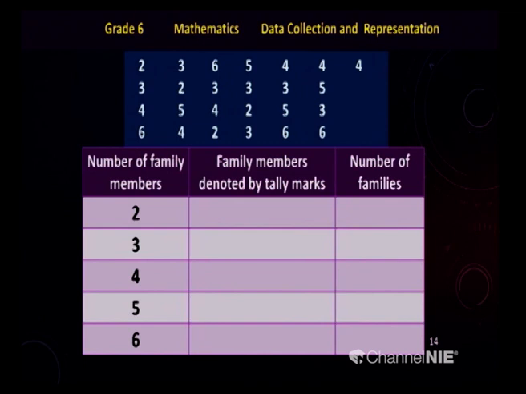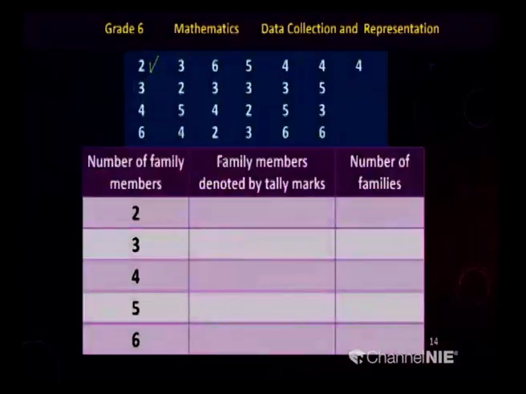Then next one, before writing the number of families, we have to complete the tally mark side. That means we have to complete this tally mark part. Then we'll see how to complete it. First number from your left side, top of that data, you can see I have put a small tick in front of 2. That means we have to complete it in front of that 2 like this.